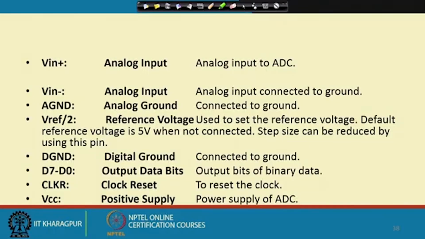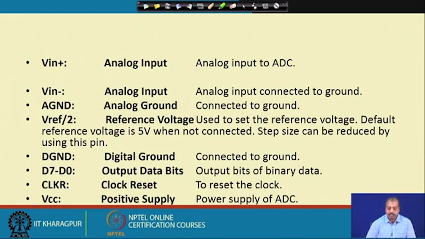Then there is a digital ground pin, so DGND. That is also connected to ground, and this D0 to D7, these are the output data bits. Then we have got clock R, for resetting the clock, and there is a VCC power supply. So, it is a power supply for the ADC. So, these are the important pins that we have for this ADC.